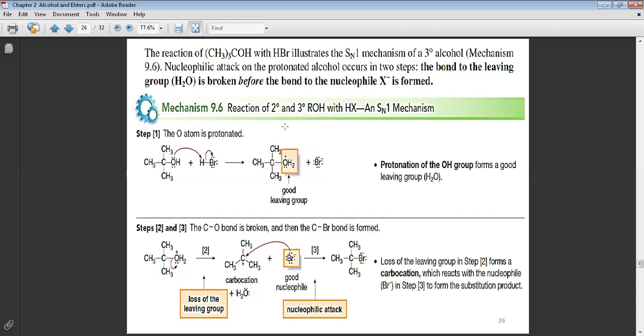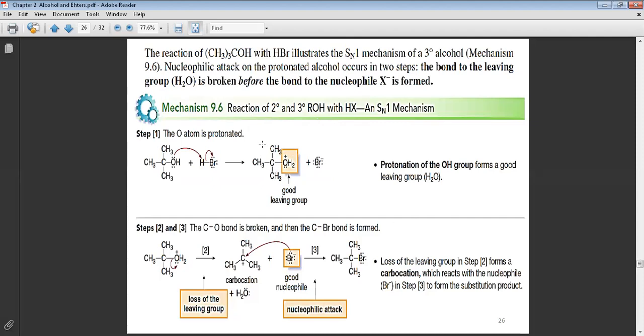Now, can this be attacked from the backside? No. Why? Because here we have a steric effect. We have 3 R groups. Look, 1, 2, 3. 3 R groups do not allow the nucleophile to come from the backside.